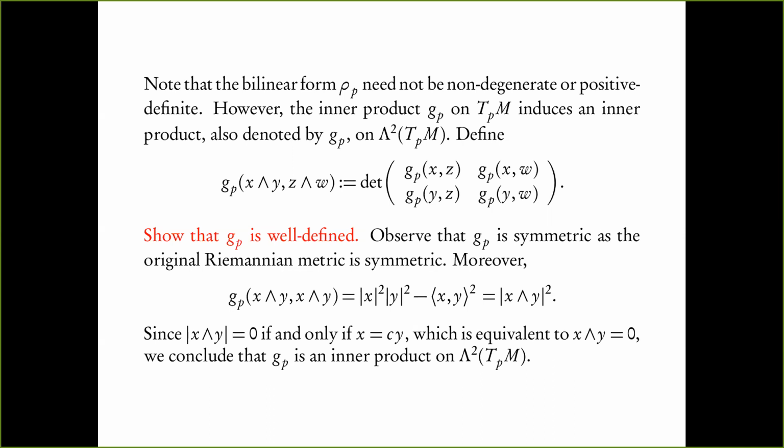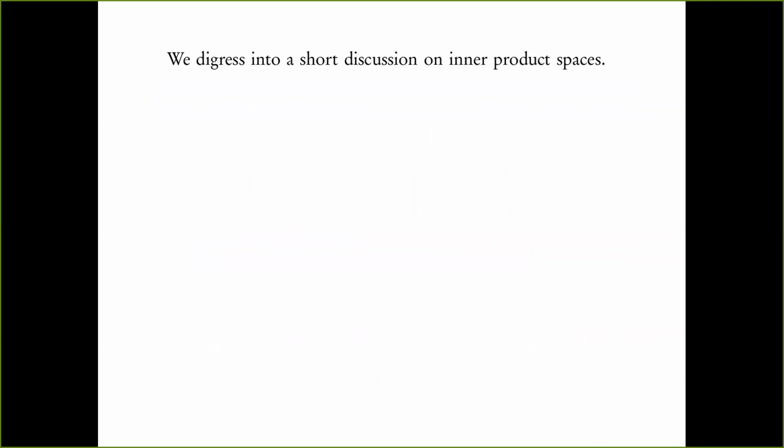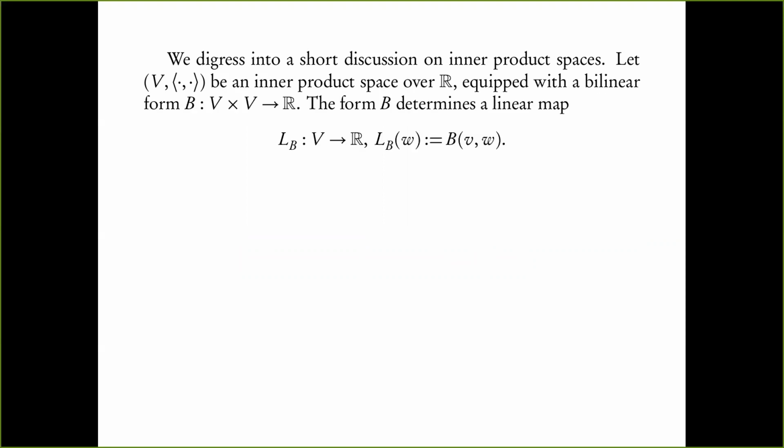The setup is you have a vector space V, which is wedge 2 of TPM. You have a bilinear form on there, rho of P. You have an inner product, which is G of P. So these are the two constructs that you have on a vector space V. So let's start there. We have an inner product space over R, V. Our role for V is going to be wedge 2 of TPM. We have a bilinear form B for us, that is going to be rho of P. And then we have the inner product, which is our G subscript P, right?